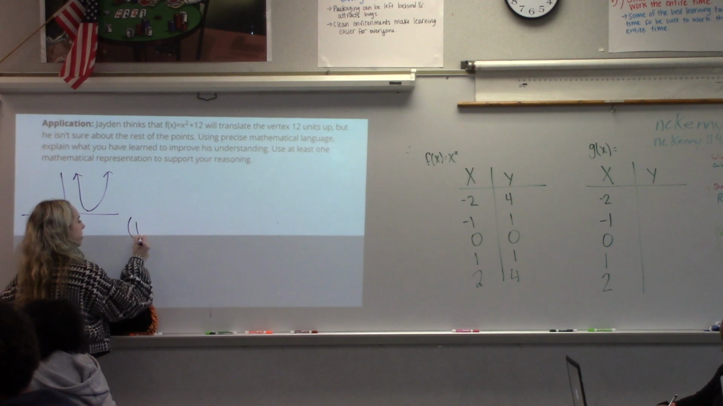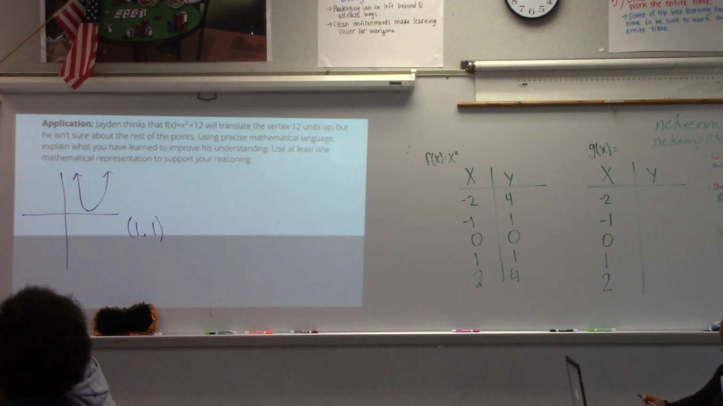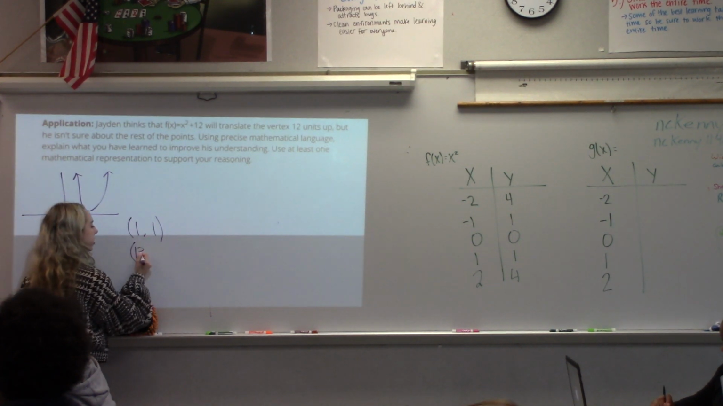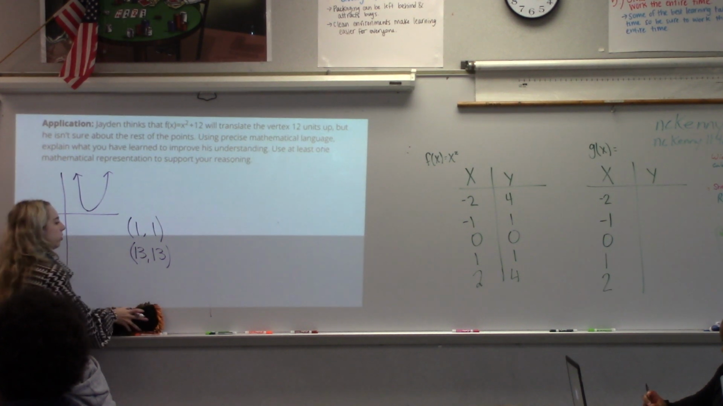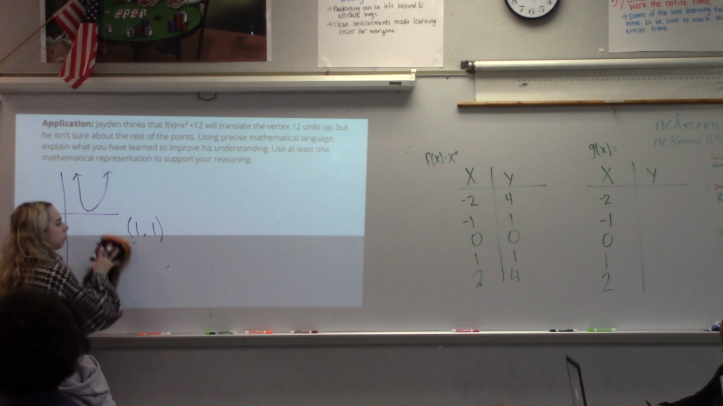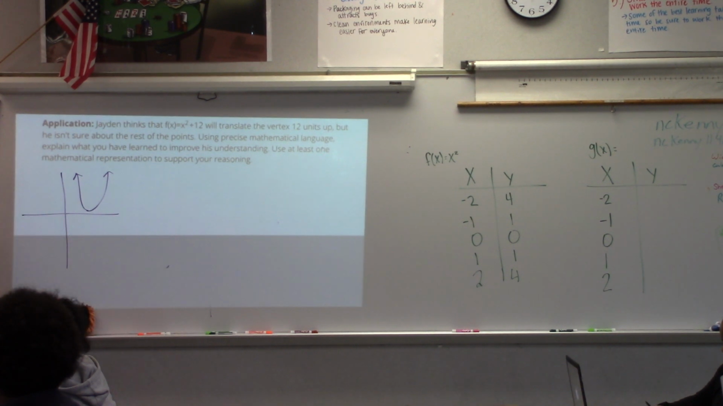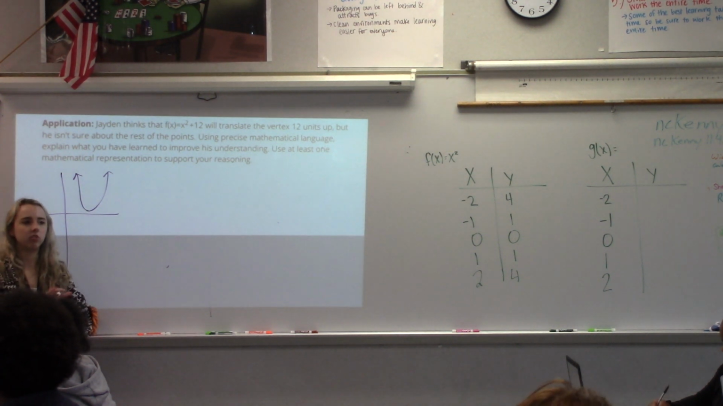If I was showing somebody this, like if I have this point (1, 1) and I want to translate it 12 units up, is my new point going to be (13, 13)? No, it's going to be (1, 13). Why, Anthony? Because the 12 is the outside number, and that's y. Right, because we're adding 12 to the y values, which causes our vertical translation. Does that make sense?